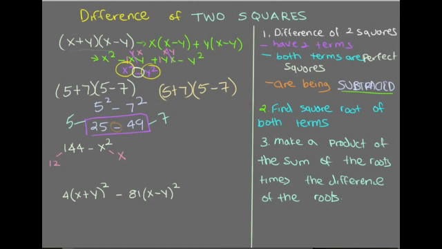Finally, we have to make a product of the sum of the roots and the difference of the roots. So we would have 12 plus x times 12 minus x. And that's it. We just factored the difference of two squares, 144 minus x squared. So now let's do a slightly harder problem.